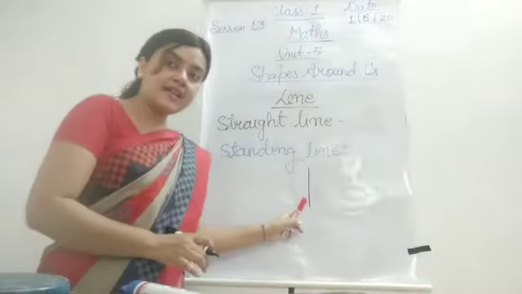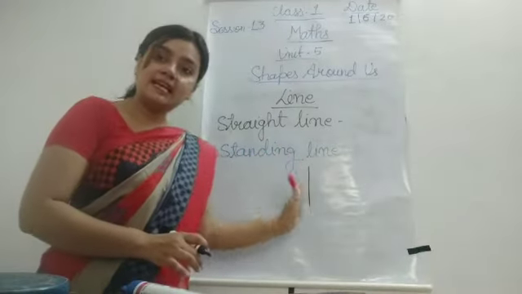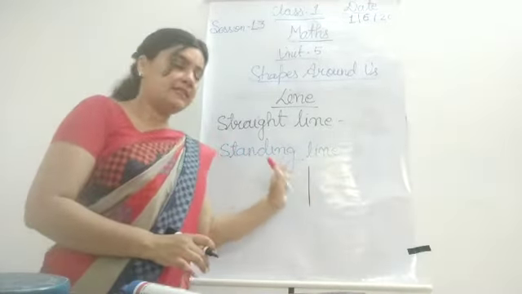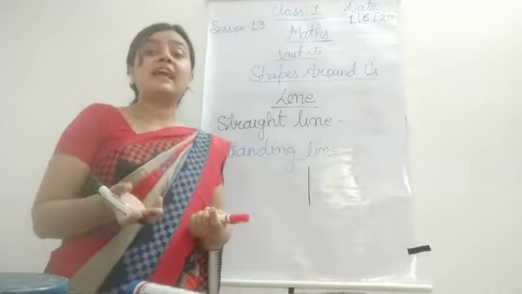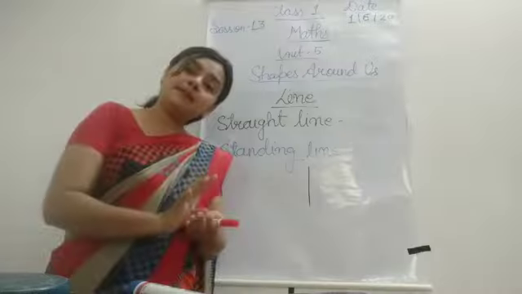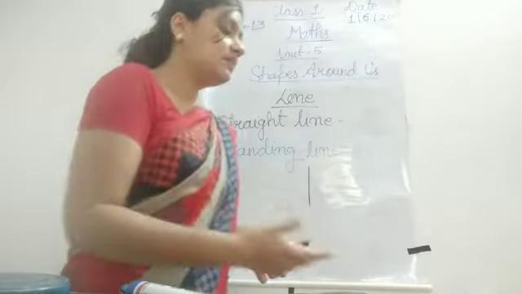Your line is standing, no? So it is called standing line. The line is standing, that's why standing line. And slipping line means the line is slipping. That is called slipping lines. Okay. Third type of line.